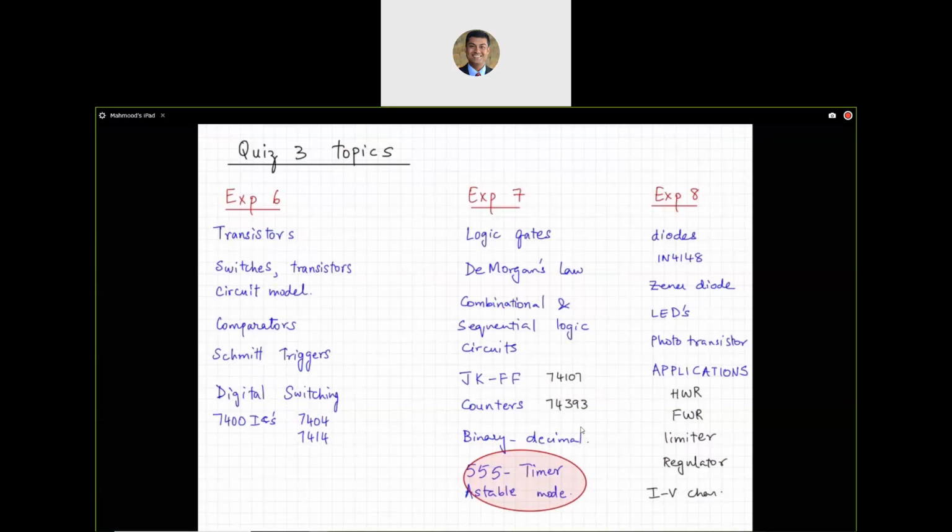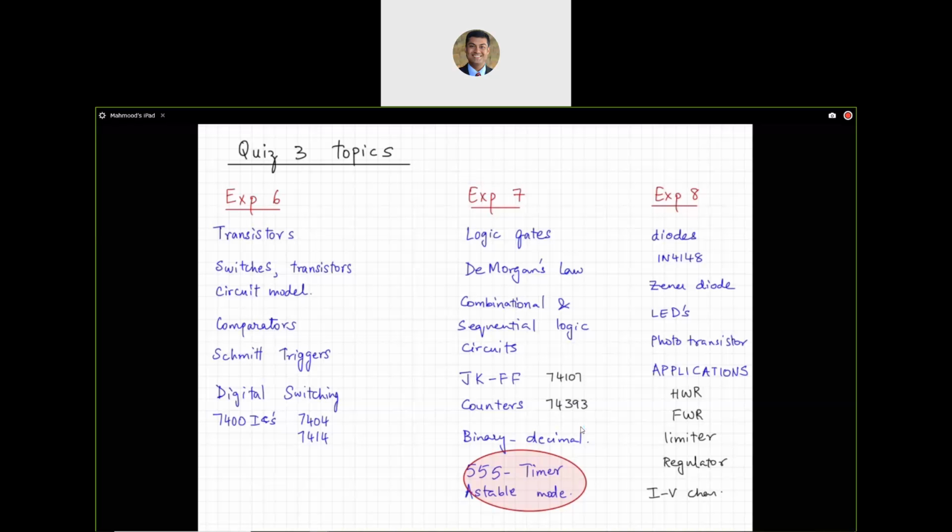We talked about diodes, different types of them, and we particularly focused on the applications of diodes. How can we use a diode to do a half wave rectifier, a full wave rectifier, a voltage limiter, and a voltage regulator using the Zener diode, LEDs, phototransistors. So all these topics, either the components or their applications, the key to all of those is the current voltage characteristic of the diode.